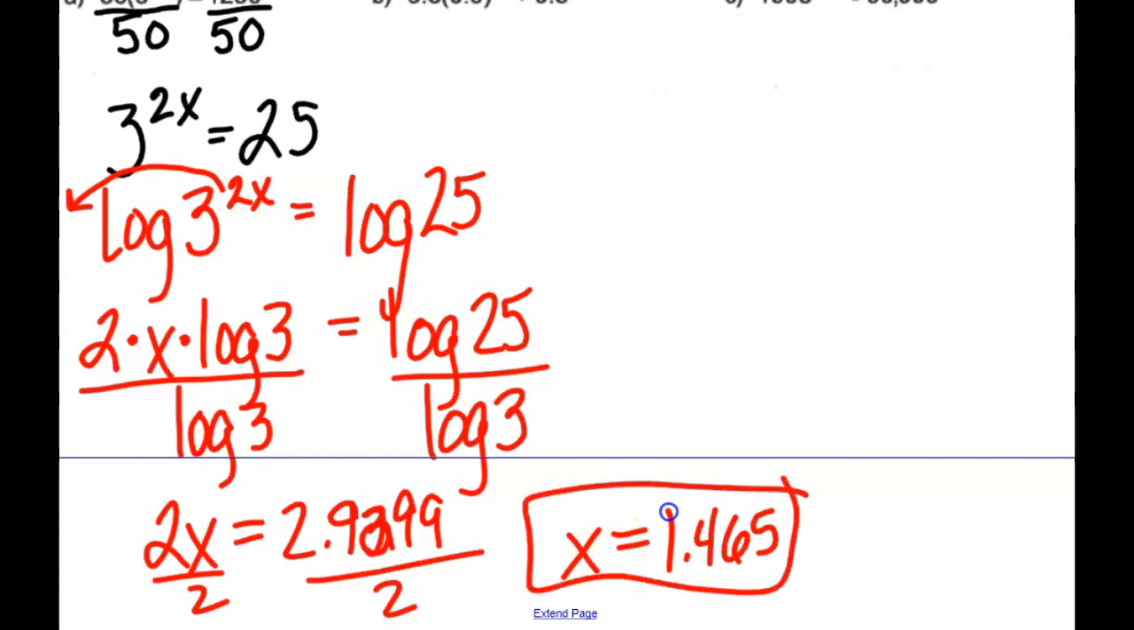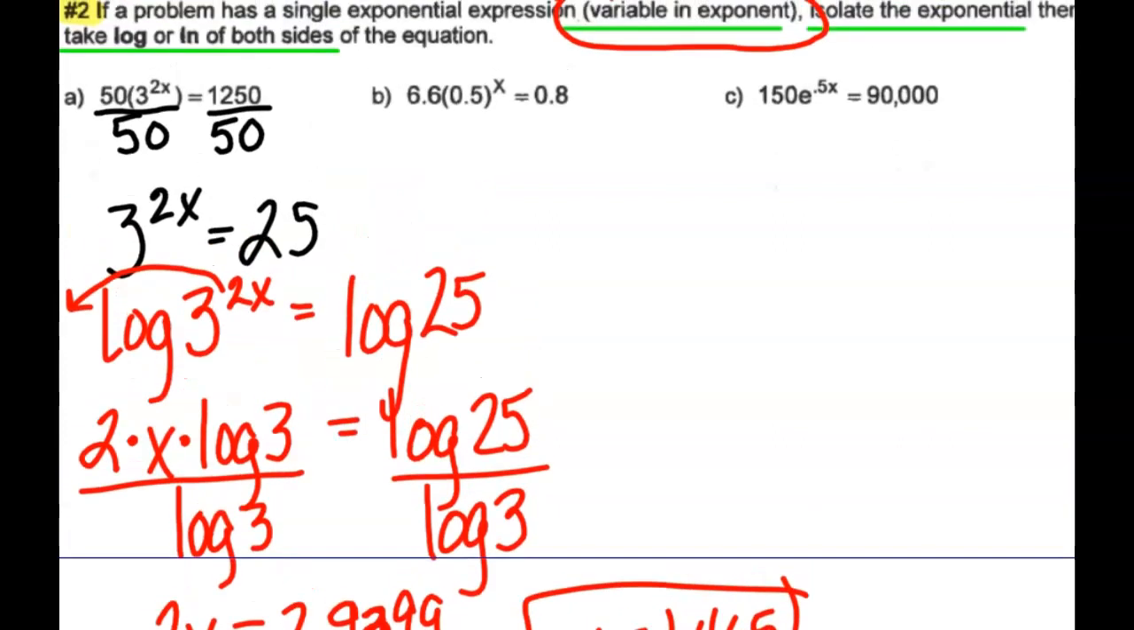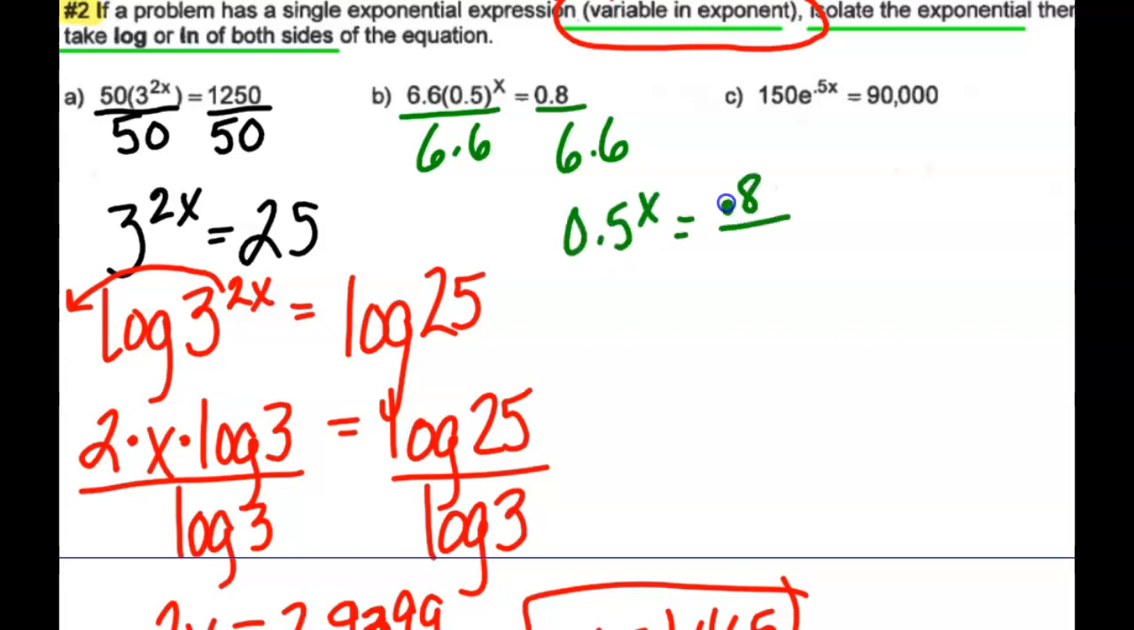All right, let's see if we can do the next couple a little bit faster. So tell me what to do first. Divide by 6.6. Now, this is where I get real lazy. I don't even divide that. Because what's the next step?